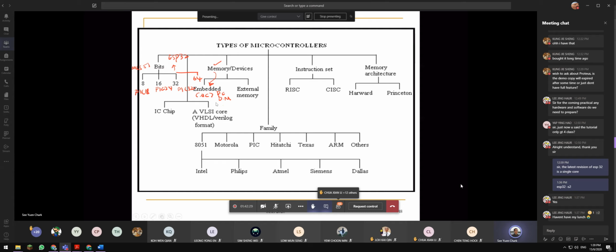But if you need to store your data, like temperature, you can have external memory. The external memory can be an EEPROM, it can be an SD card, it can be your micro SD card, it can be other storage elements. Okay, so normally nowadays, we consider everything is embedded.